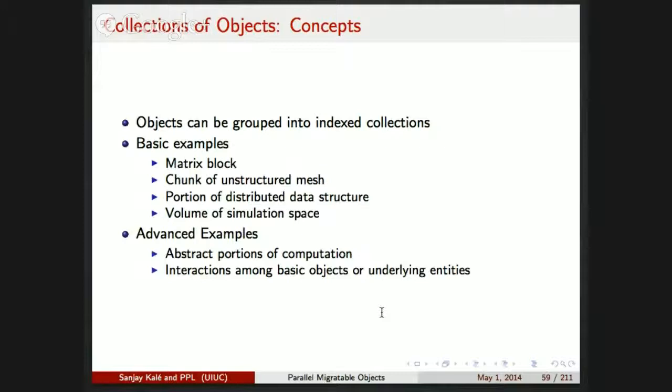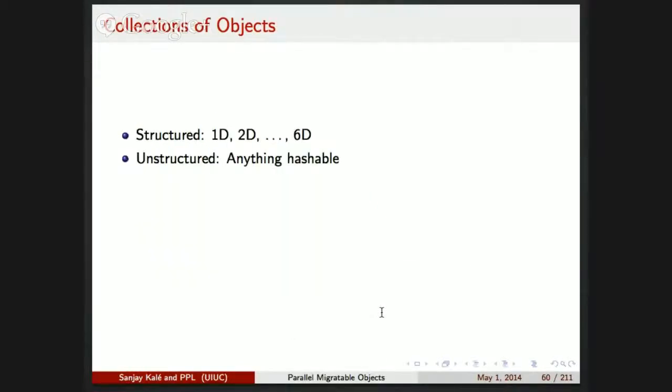So these chare objects can be grouped into indexed collections. Some examples of when you want to do this are a block of a matrix, a chunk of unstructured mesh, portions of a distributed data structure, a volume of simulation space, and then more advanced examples, just abstract portions of computation, or interactions among basic objects and real entities. So basically you can declare arrays of chares, so you have large collections, and as we'll look at, they can take a couple different forms.